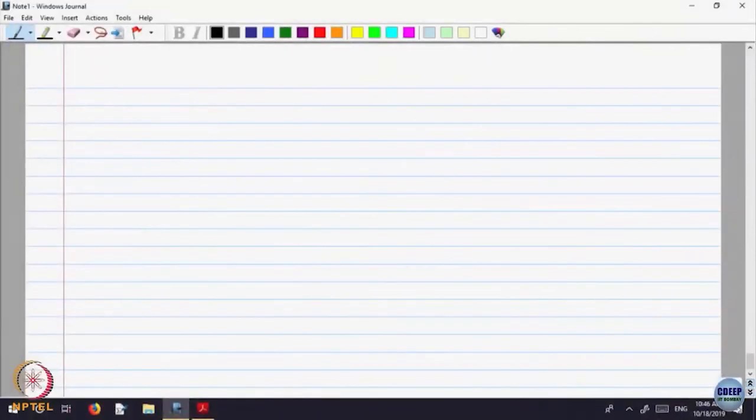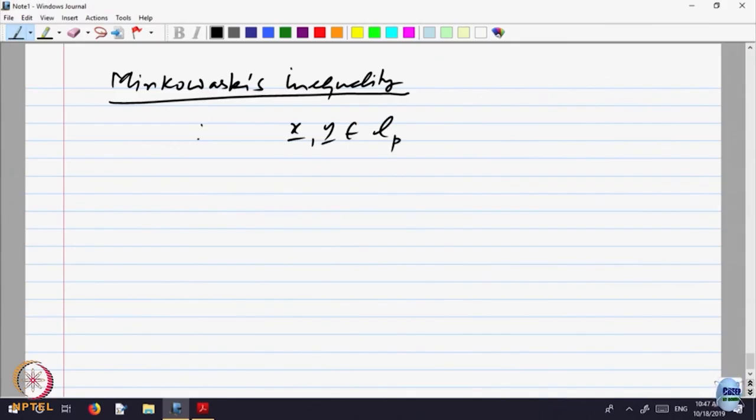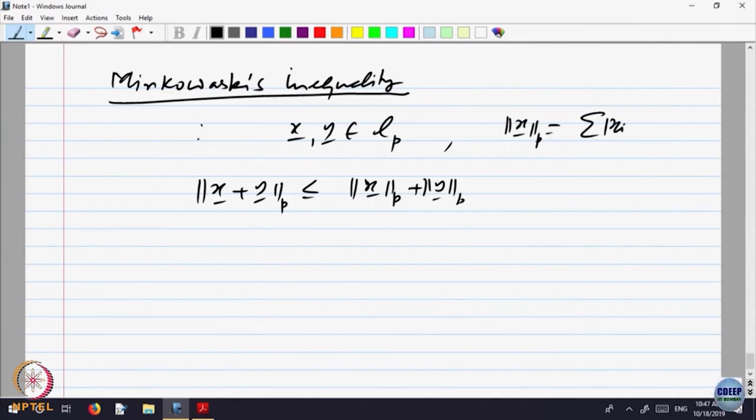So, let me do some writing also. We have got Holder's inequality. Using this, we want to prove what is called Minkowski's inequality. Do not get scared by the name. It precisely says for x and y belonging to L^p, norm of x plus y in p is less than or equal to norm of x plus norm of y. That is the triangle inequality for this. So, what was the norm? That is defined as sigma mod x_i to the power p, i equal to 1 to n, raised to power 1 by p. That is the definition. That goes by the name Minkowski's inequality.